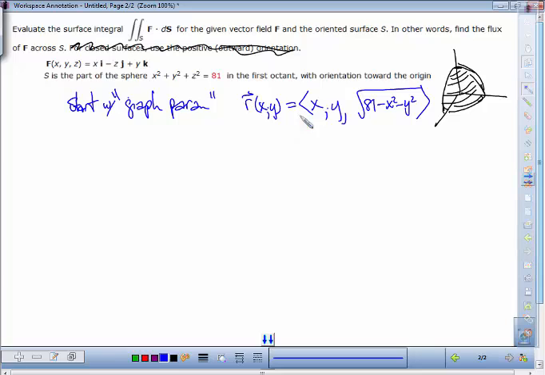And then here, when we talk about the domain, just for the sake of drawing it instead of writing equations, I'll just draw a quarter of a circle on the xy plane of radius 9. Okay? All right, so I have the parameterization.